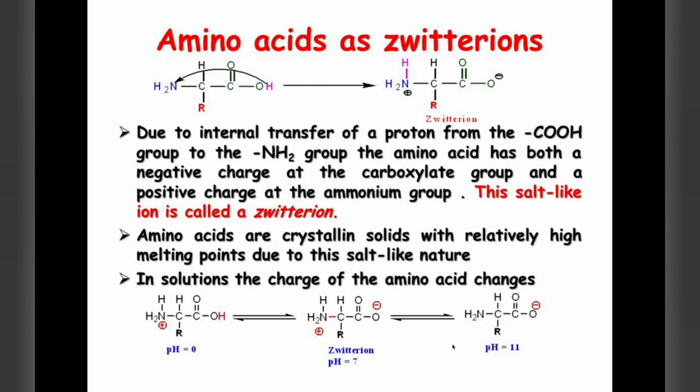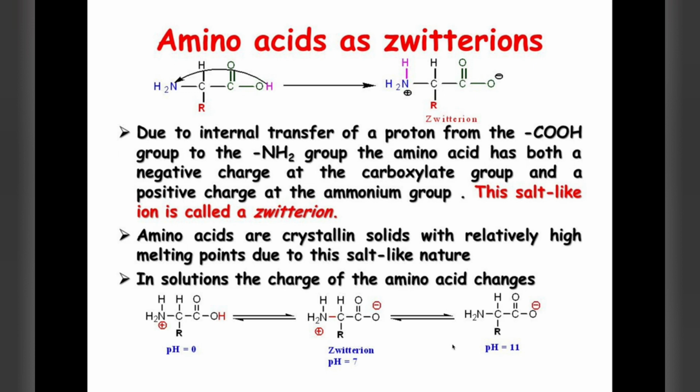So now again coming to zwitterions. What are zwitterions? In zwitterion form, amino acids show amphoteric behavior as they react with both acids and bases. So here you can see the structure of a zwitterion. So due to internal transfer of a proton, what is a proton? It is a hydrogen atom from the carboxyl group to the amino group.